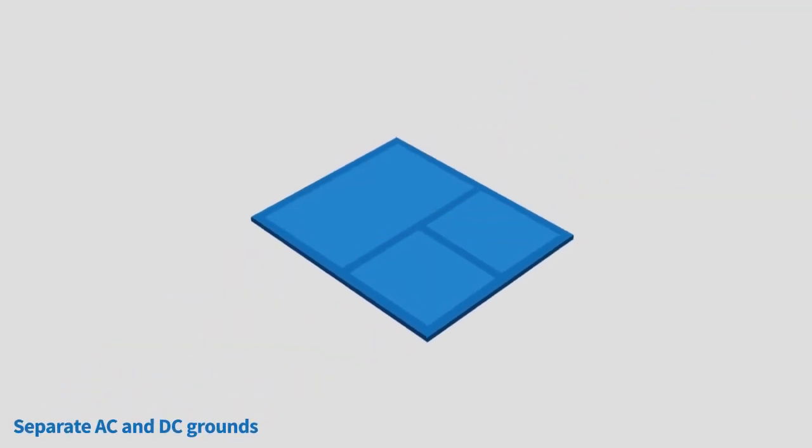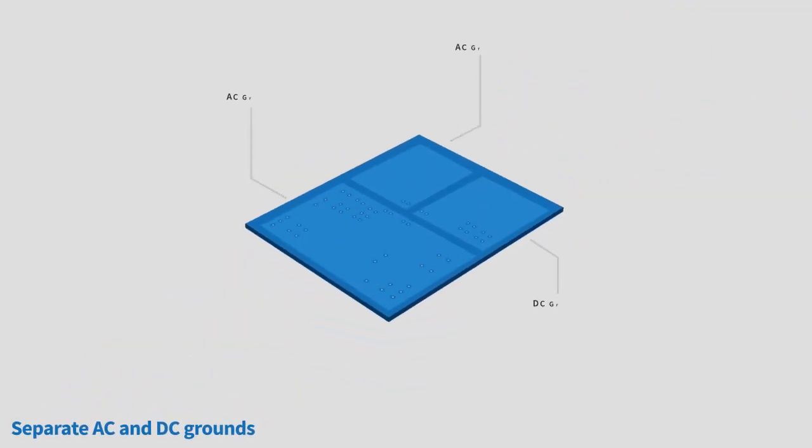Separate AC and DC grounds. If these grounds are not isolated from one another, noise can sneak from one loop to another, and the power supply can be unstable. So that the grounds aren't floating, they do need to meet, but this is typically done at a star point near the input return.